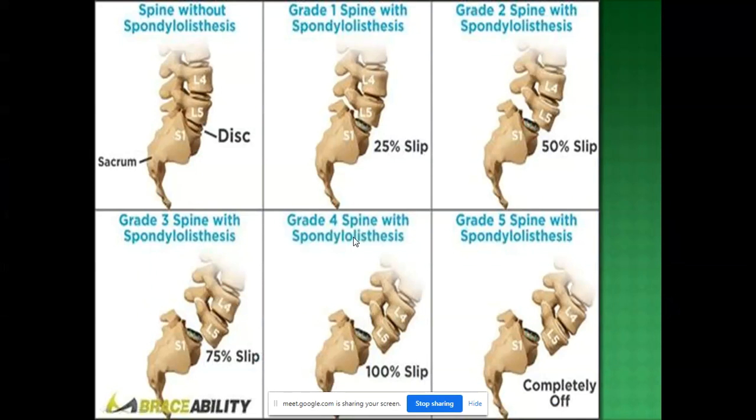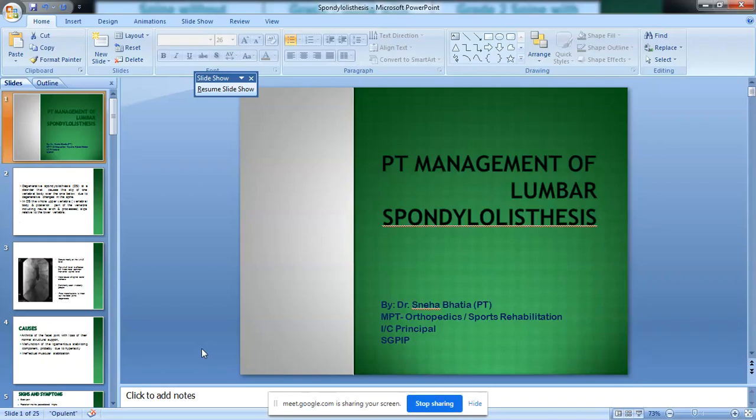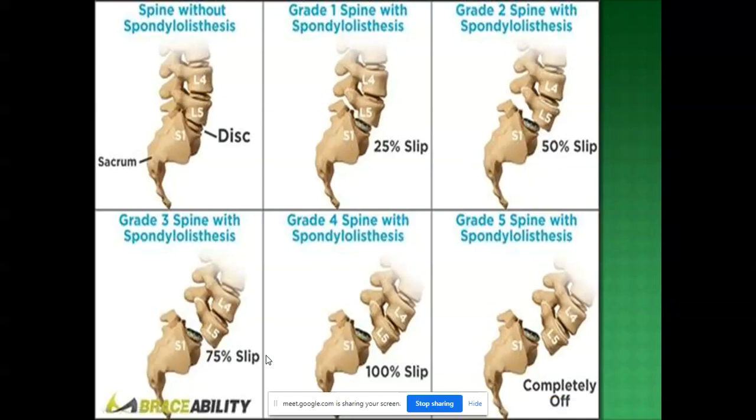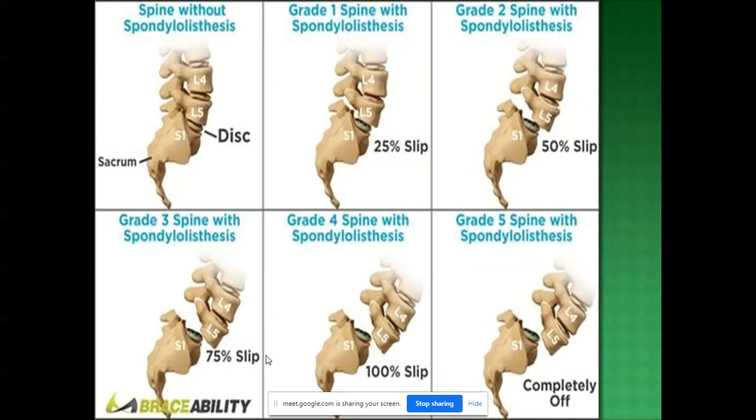So I was talking about the grades of listhesis. As you can see here, this picture is showing the grades. Meyerding scale, there are 5 grades, grade 1, 2, 3, 4 and 5, depending on how much percentage of the vertebral body has slipped forward. You are able to see my PPT on your screen, Haniksha? Yes, ma'am. Okay, so you can see in this picture, I will explain again.